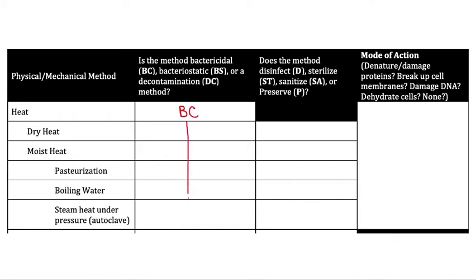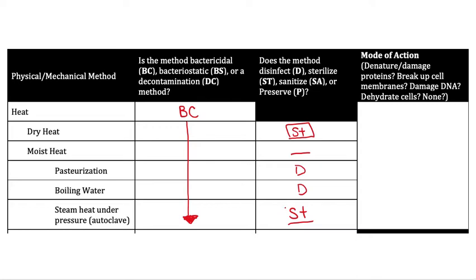And I should have made one block for all of these, because no matter which of these types of heat, it's all going to be bactericidal. Does the method disinfect, sterilize, sanitize, or preserve? Dry heat will sterilize. Moist heat is going to depend on the type. So we won't say anything for moist heat. For pasteurization, this disinfects. Boiling water will disinfect. But steam heat under pressure will definitely kill those endospores, so steam heat under pressure will sterilize.